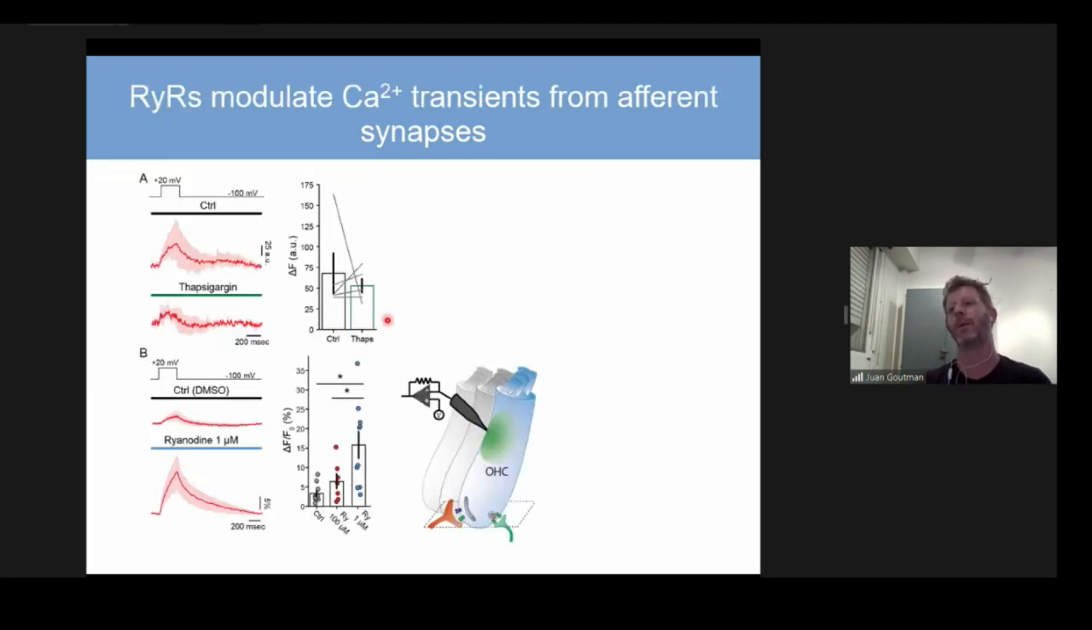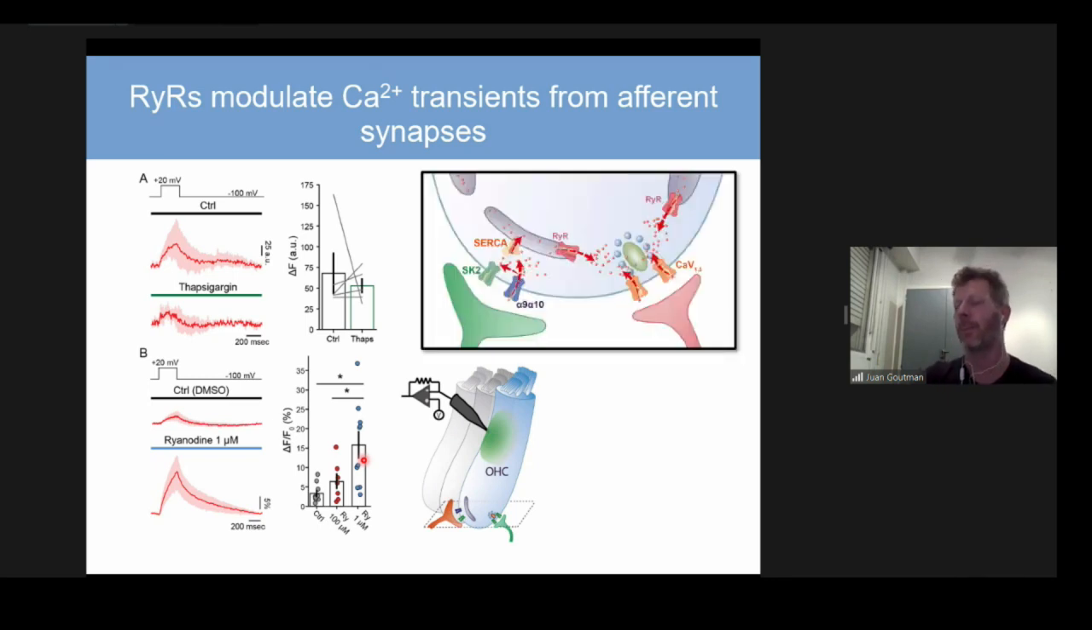The role of SERCA pumps and ryanodine receptors in these voltage-dependent calcium channel transients. We didn't observe any change when we applied thapsigargin, and neither when we used a high concentration of ryanodine to block ryanodine receptors. But we did observe a strong potentiation with the low concentration of ryanodine, indicating that these transients could be potentiated with ryanodine.